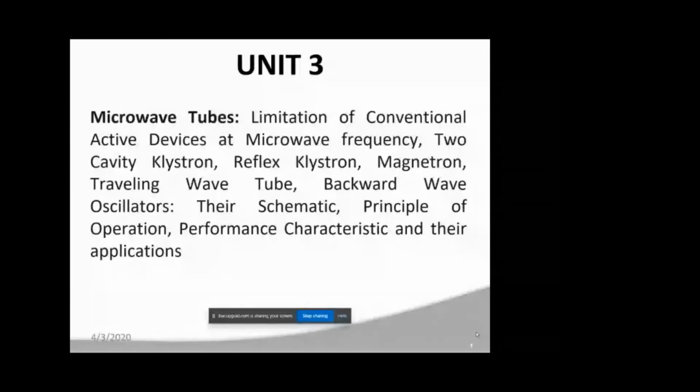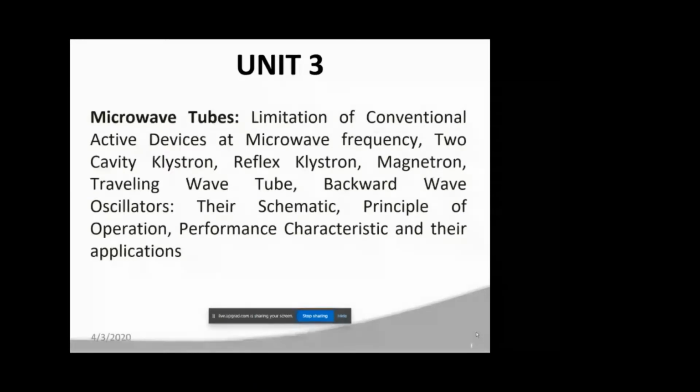Then we will discuss various types of microwave tubes. Namely, there are two types of tubes in our syllabus that we will discuss. One is the O type, that is called ordinary type, and the other is the M type tubes. In case of O type tubes, we will see the two cavity klystron, reflex klystron, and the slow wave structure, that is the traveling wave tube. In case of M type tubes, we'll discuss the magnetron. We'll see their schematics, principle of operation, performance characteristics, and their applications.